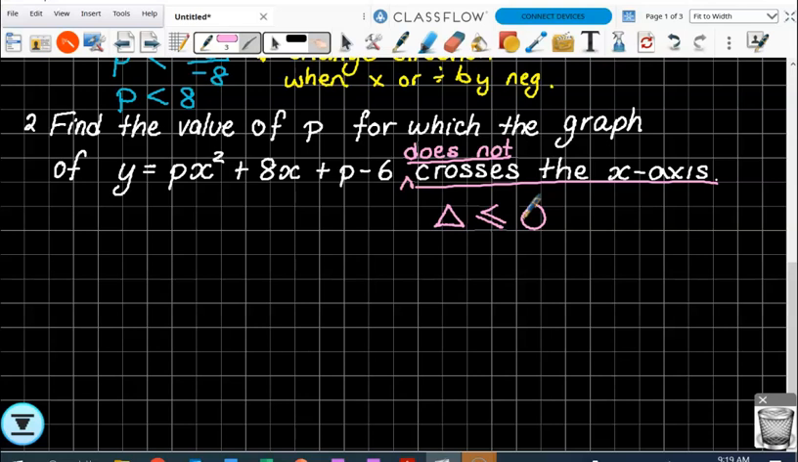Okay, so let's go. You have to do what I did. So away we go. Can you find an expression for the discriminant?